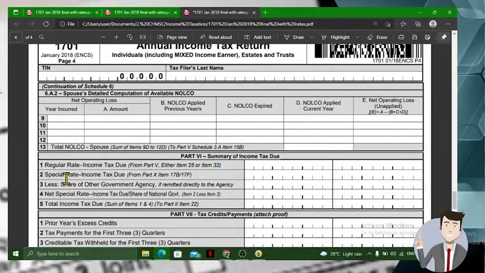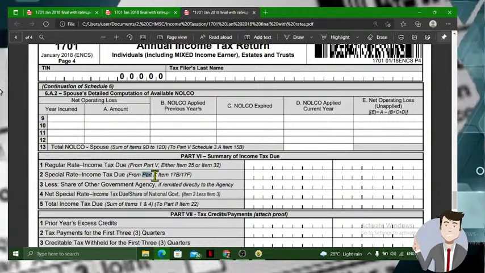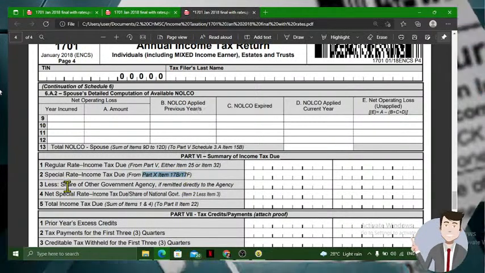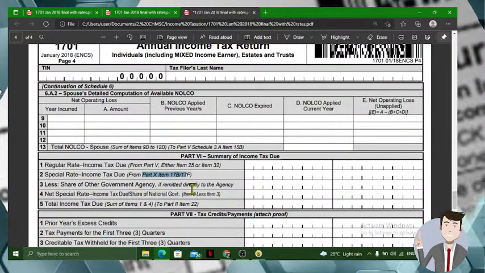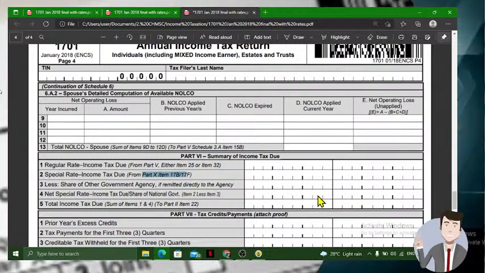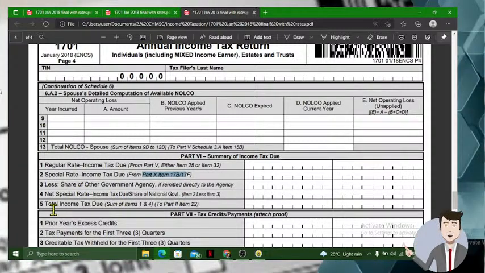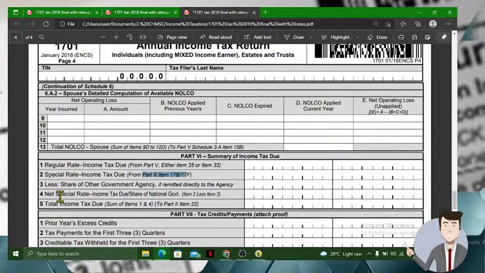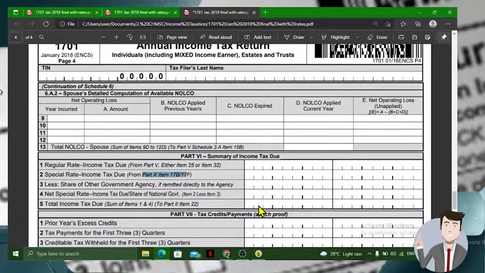Then your special rate, which is from part 6, if there are applicable nga mga special rates. Then your share of other government agencies remitted directly to the agency, you have to deduct it. Then the total income tax due. So item number 1 and 4, it will go to part number 2.